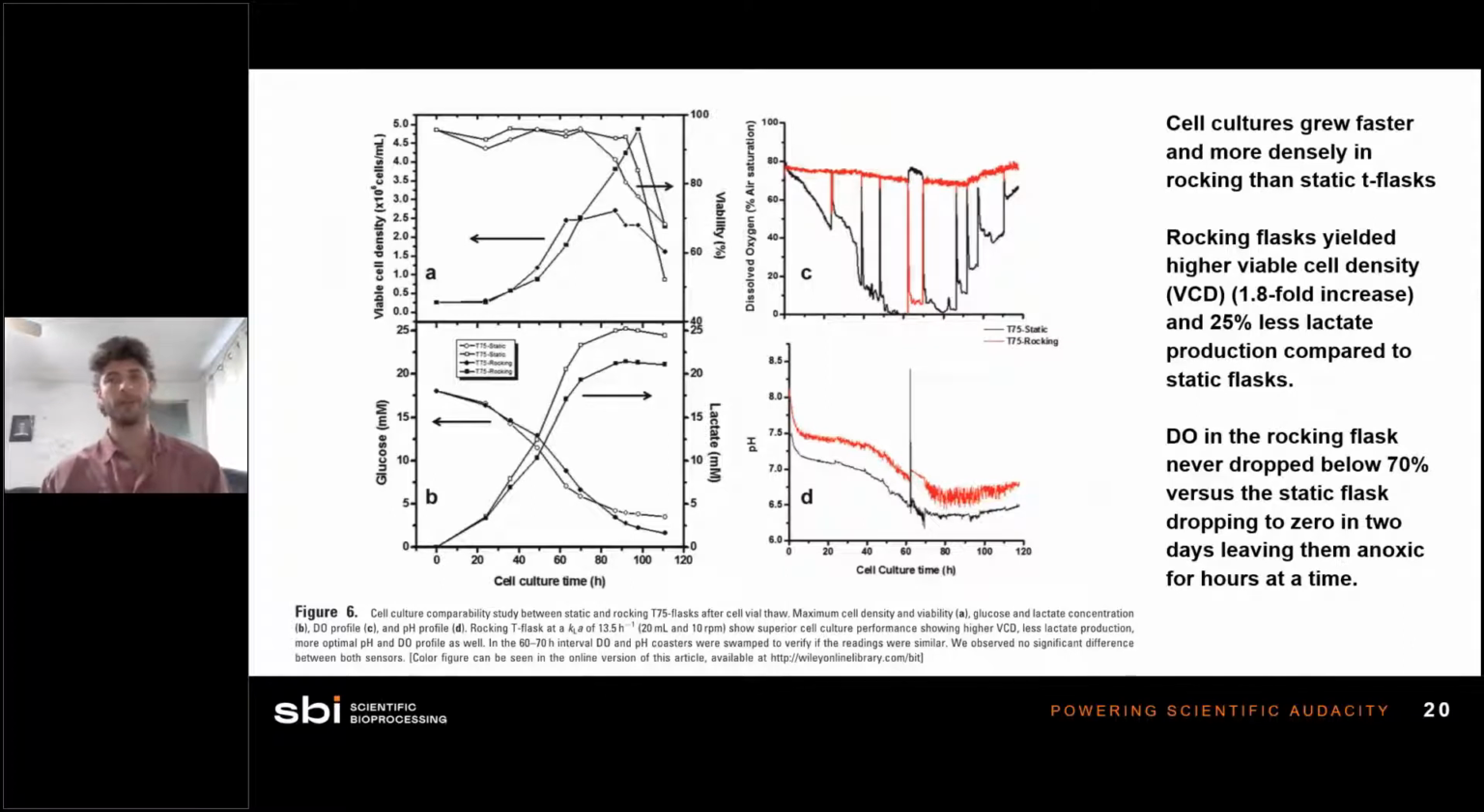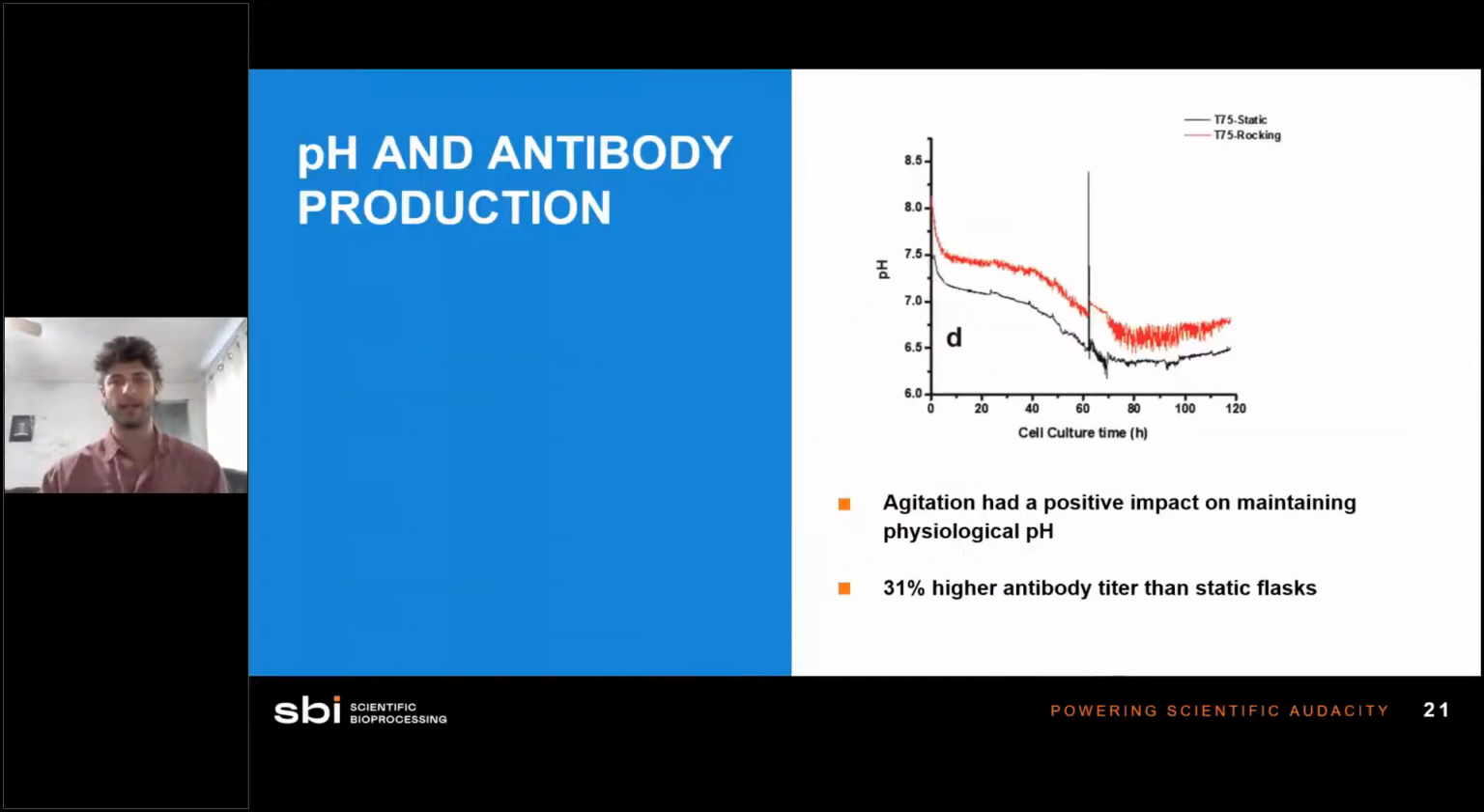What the researchers found comparing the static flask to the rocking flask was really astounding. And I'll dive into these figures here. So figure D, this is showing the pH. In red, we have the rocking flask. In black, we have the static flask. And what you see is that agitating the media allowed the cells to maintain closer to physiologically relevant levels of pH throughout the duration of the experiment.